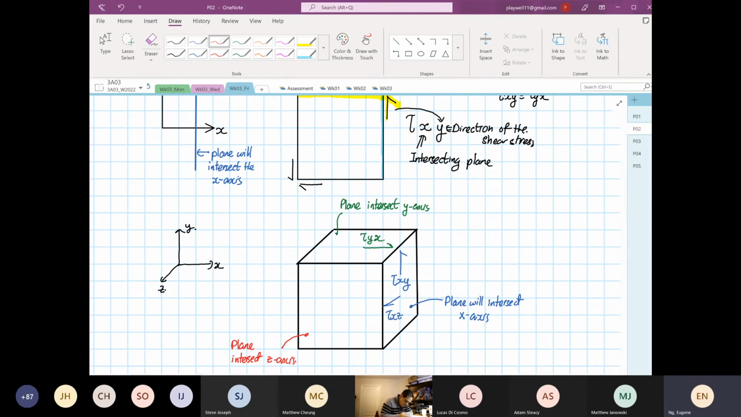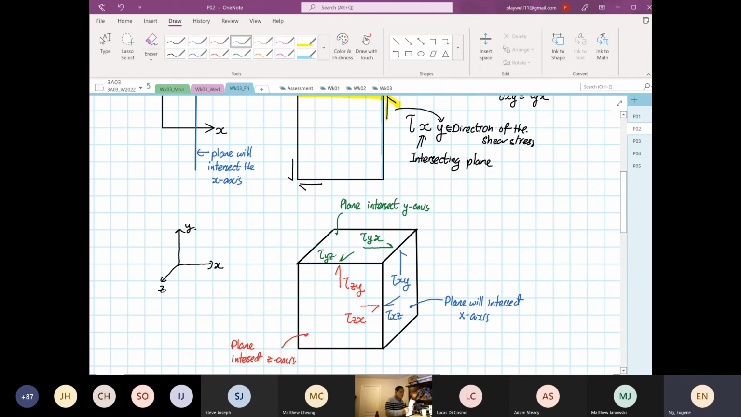Okay, then I'll go into the other direction. Shear, the plane will intersect the x-axis. The shear force in, sorry, the plane will intersect the z-axis. The shear stress is in the x-axis. And lastly, the one over here, the plane is intersecting the z-axis, and the direction is in the y. And the last one now. So I hope you all see the trend. Right. So there you go.